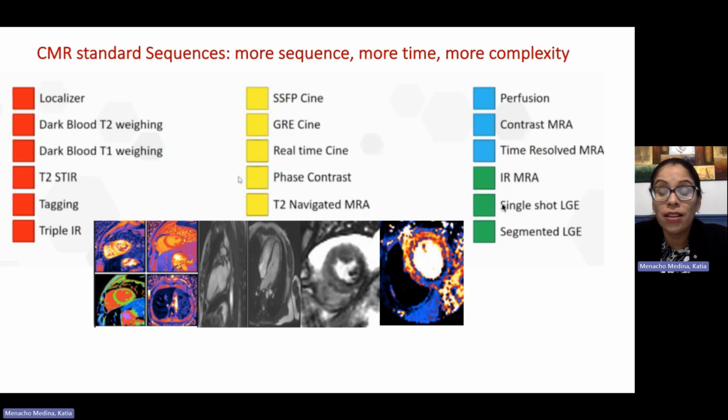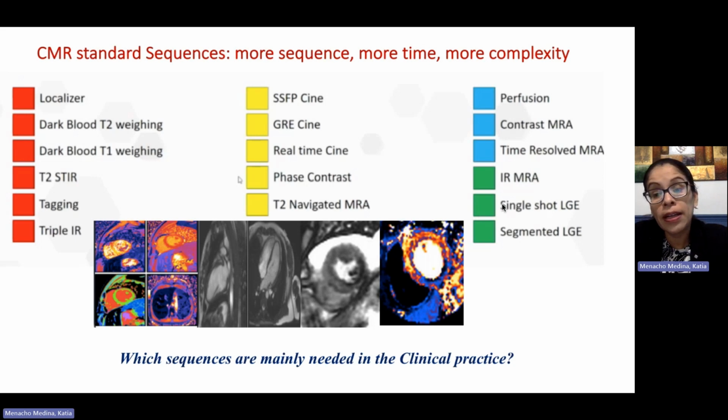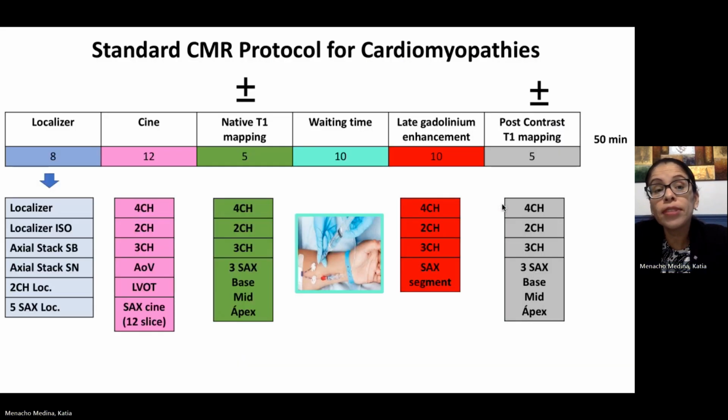So you can see here the overall CMR standard sequences that we have in cardiac MRI. As a general statement, more sequences, more time, more complexity. And you can see here several sequences that we have in cardiac MRI. But the question is if we need to run all of them, and when to run each sequence, and which of these sequences are important for clinical practice.